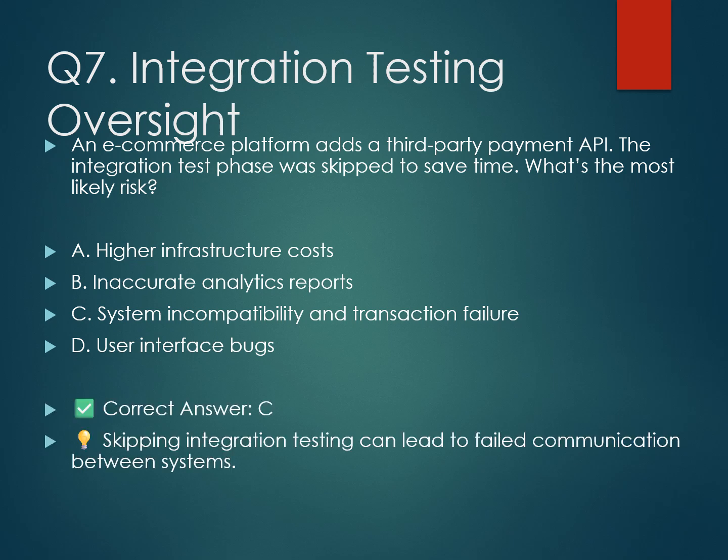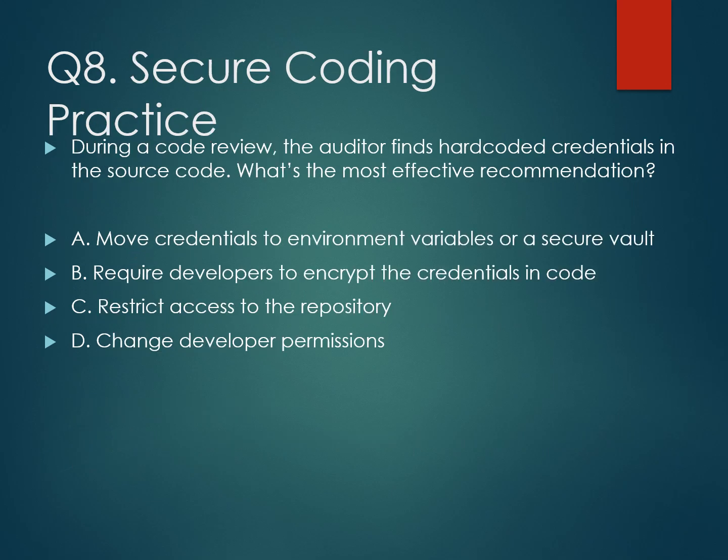Skipping integration testing can lead to serious communication failures between systems, especially with financial APIs. Question 8. Secure coding practice. During a code review, the auditor finds hard-coded credentials in the source code. What's the best recommendation?